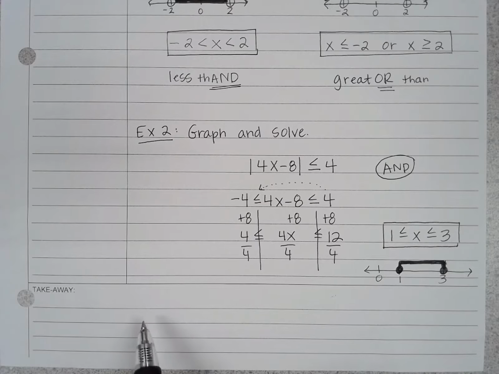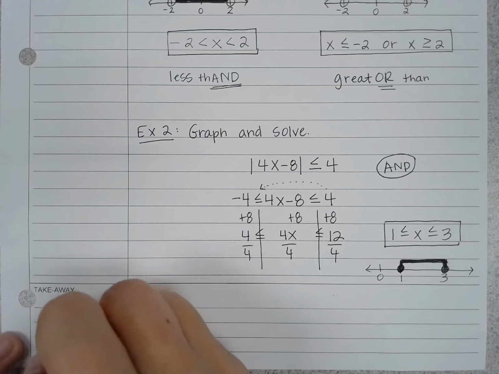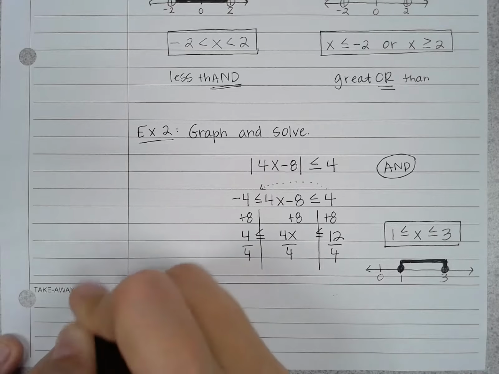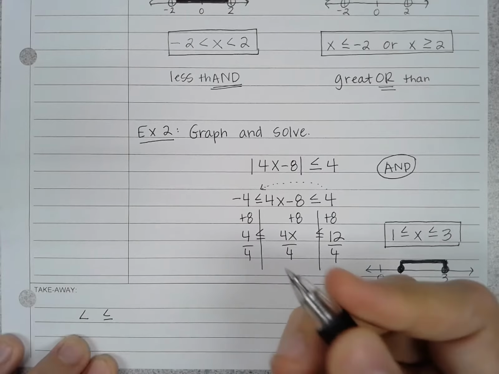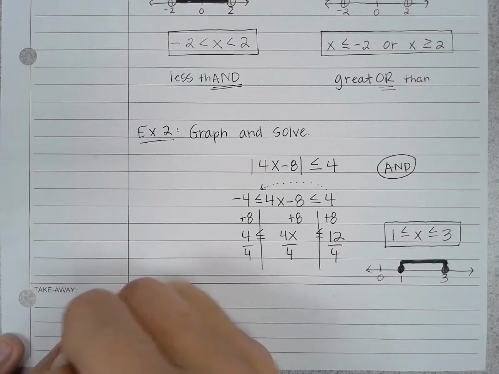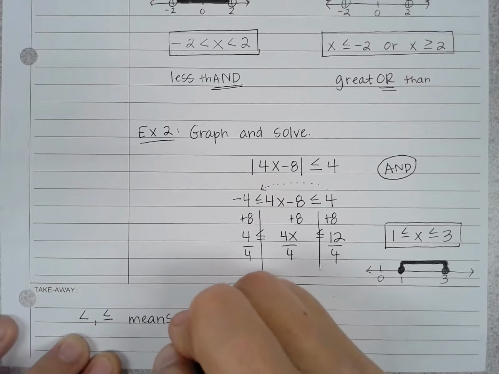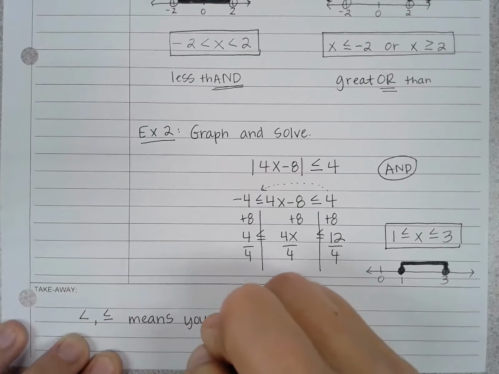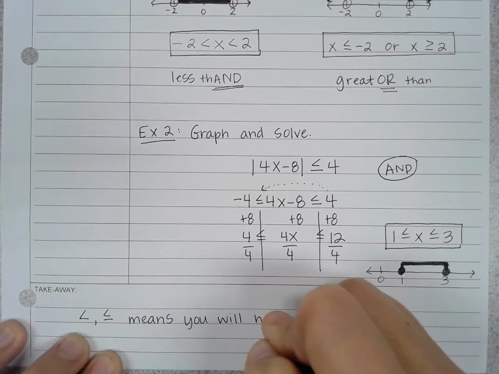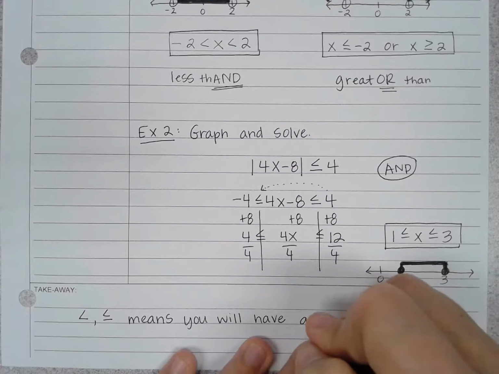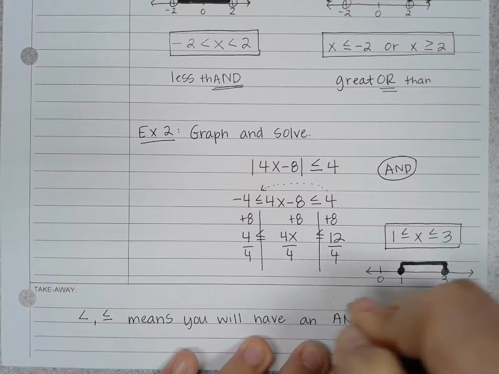So for my takeaways right here, I'm going to write down that if it's a less than symbol or if it's a less than or equal to symbol, so if it's either one of these two, that means that you will have an and answer.